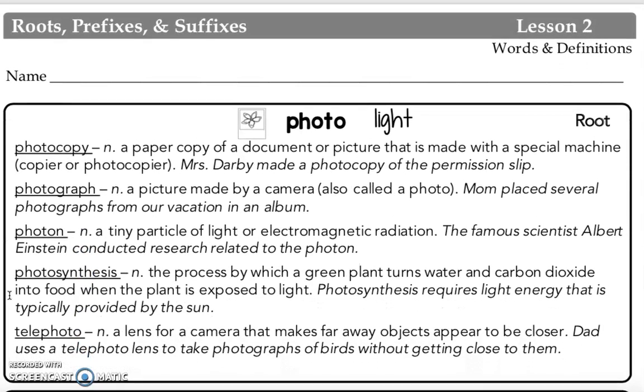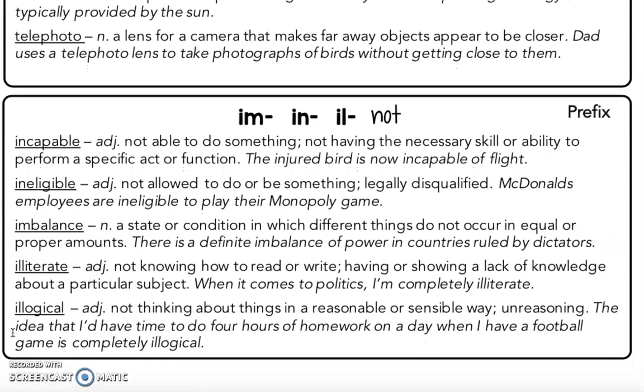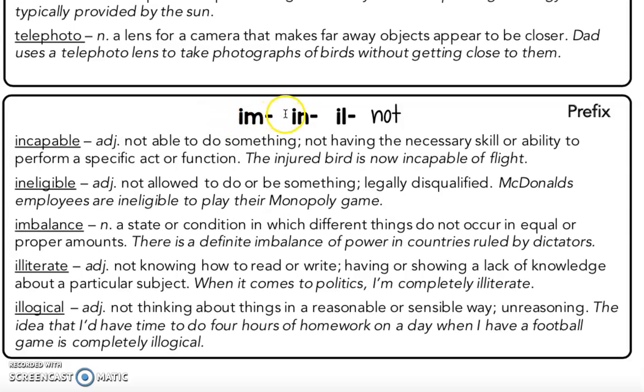The Lesson 2 root word was photo, which means light. Those words were photocopy, photograph, photon, photosynthesis, telephoto, and the prefixes were im, in, or il, which all mean not. Incapable, ineligible, imbalance, illiterate, and illogical were the words for Lesson 2. Go back to the Lesson 2 video to hear me read these definitions if you need them.